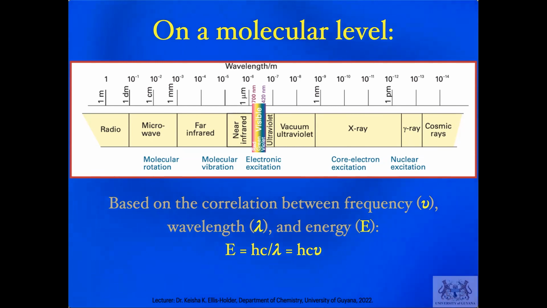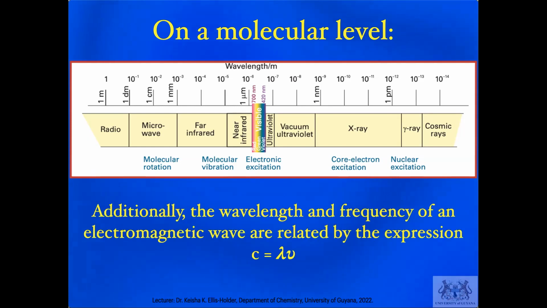All right, so this equation can further be modified to give us an expression that includes the parameter of frequency nu. We can see the expression of energy in terms of hc divided by lambda, or we can see it as energy equals h nu. But there's another correlating relationship between wavelength and frequency. In an electromagnetic wave, the speed of the radiation is equal to the product of the wavelength and the frequency itself.